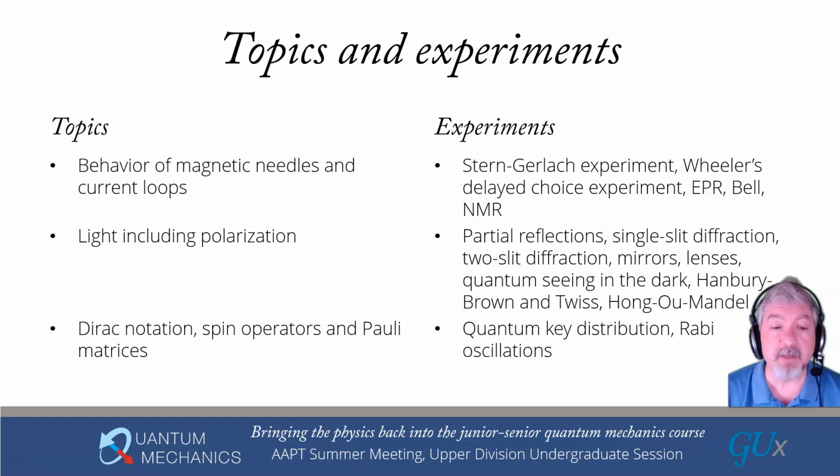And then with the formal side, we talk about Dirac notation, spin operators, and Pauli matrices, which allows us to talk about quantum key distribution and Rabi oscillations.